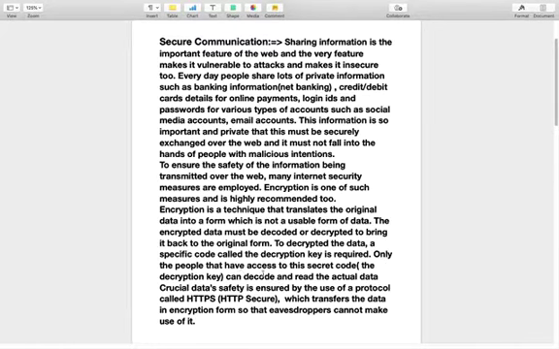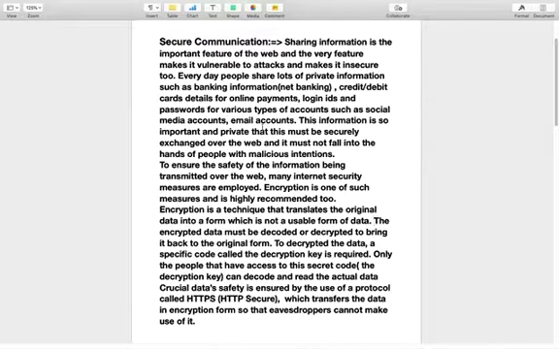Only the people that have access to the secret code, meaning the decryption key, can decode and read the actual data. Crucial data safety is ensured by the use of a protocol called HTTPS. HTTPS stands for HTTP Secure, which transfers the data in encrypted form so that eavesdroppers cannot make use of it.